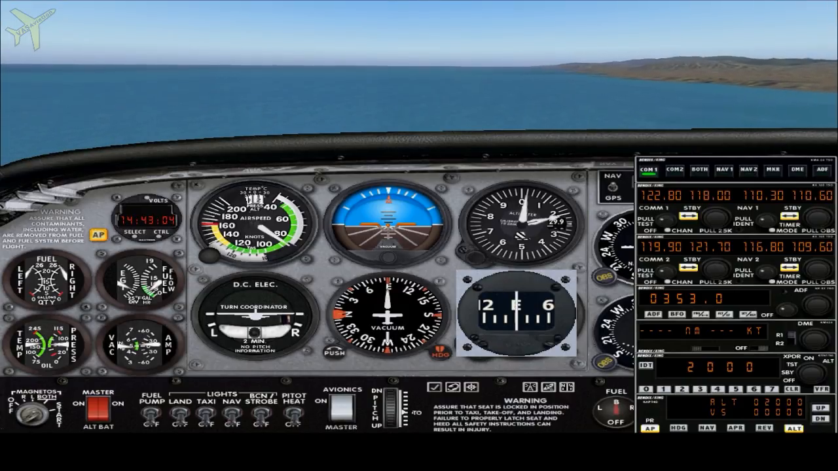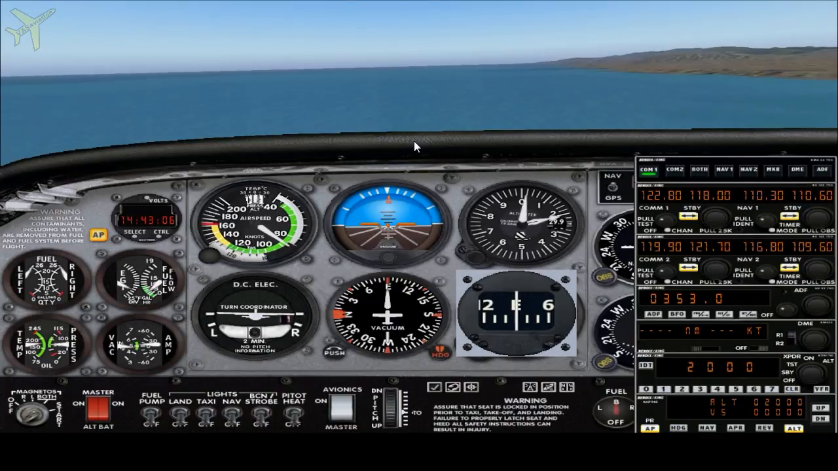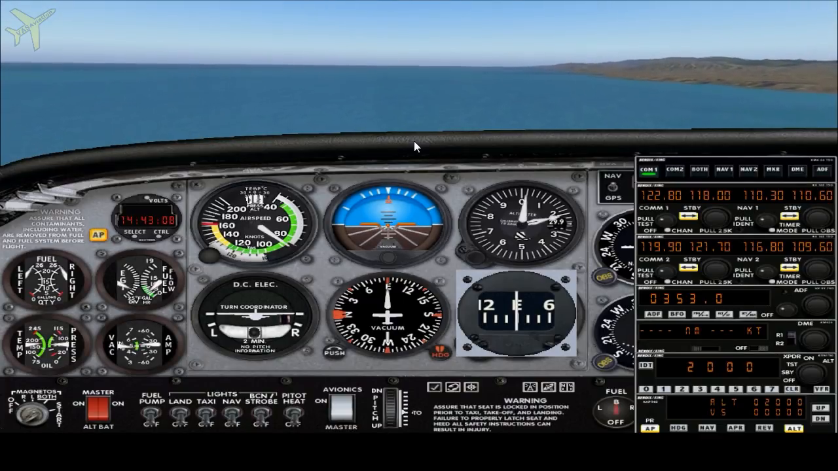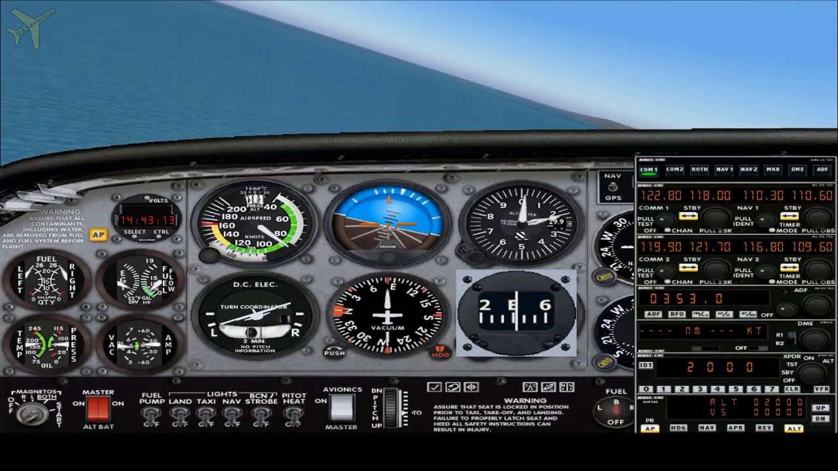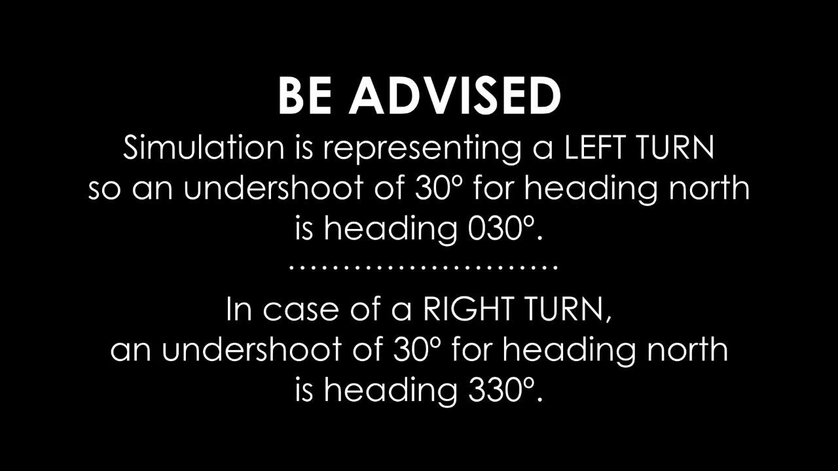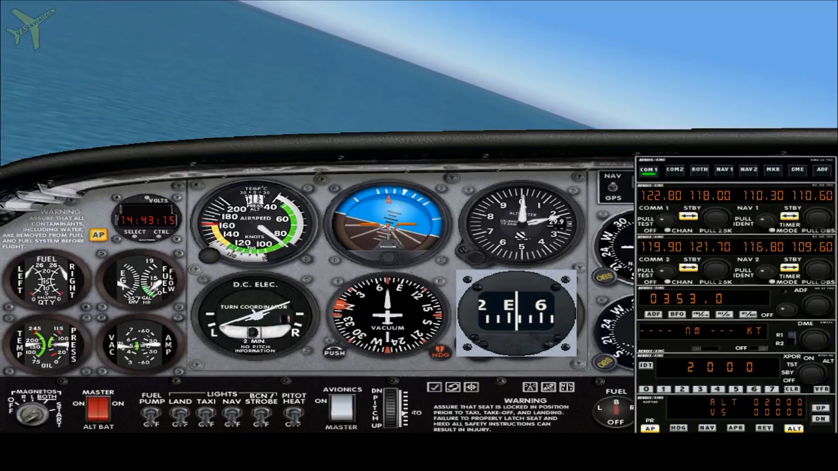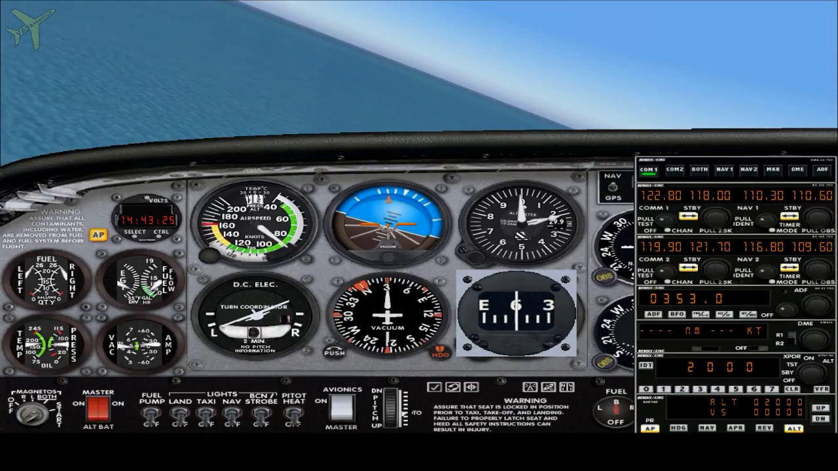The opposite happens if we want to establish a heading of 360. Remember that the compass lags behind real heading. If we are turning right, we should roll out 30 degrees prior to the desired northerly heading, undershoot. When the compass indicates 330, we level the wings and we should be established on a 360 heading.